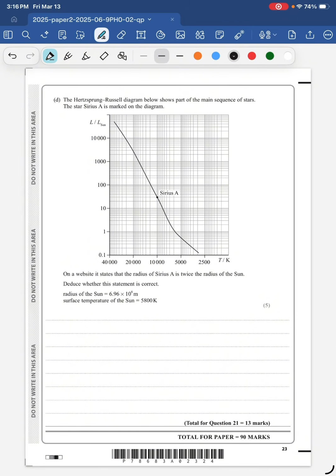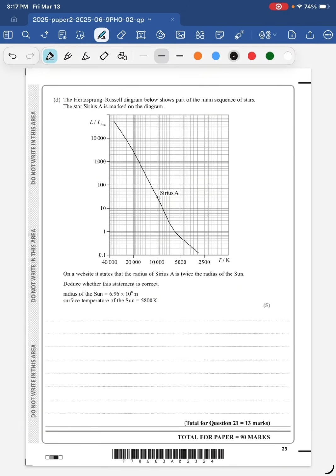to part D. Okay, the Hertzsprung Russell diagram below shows part of the main sequence of stars. The star Sirius A is marked on the diagram. On a website, it states that the radius of Sirius A is twice the radius of the Sun. Deduce whether the statement is correct, and they give you the radius of the Sun and the surface temperature of the Sun in Kelvin. Okay, the first step is to find the luminosity of the Sun. And you will see why.